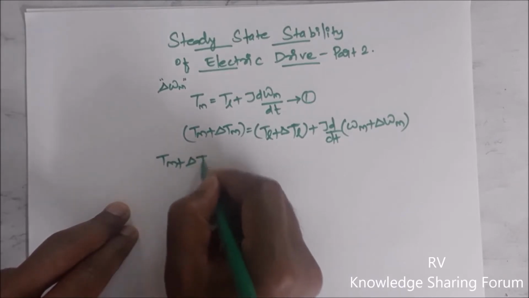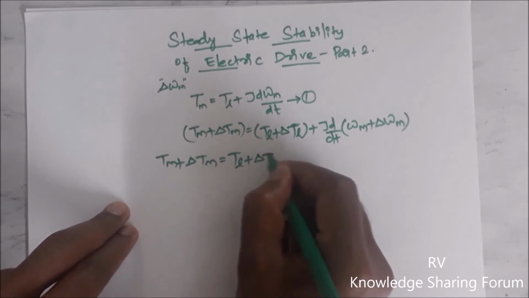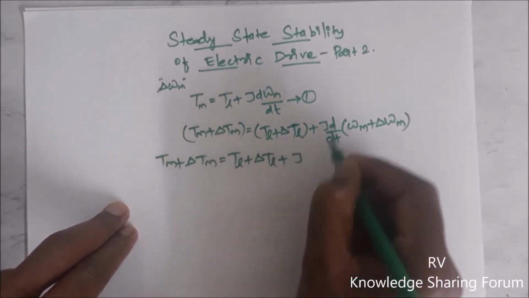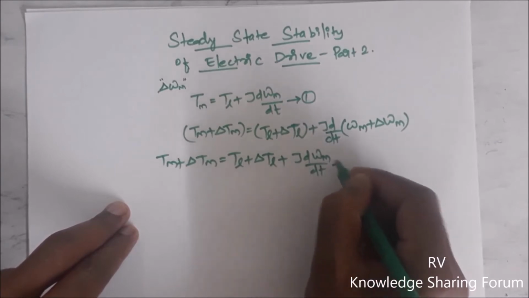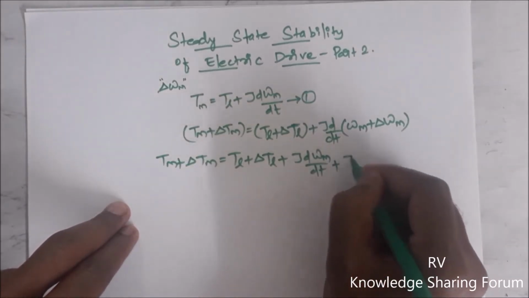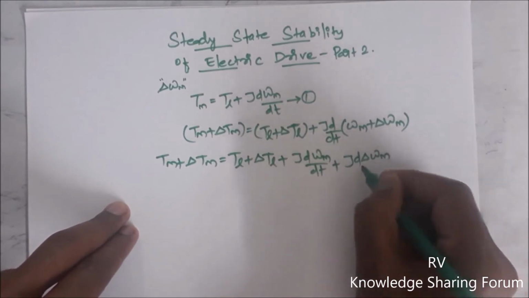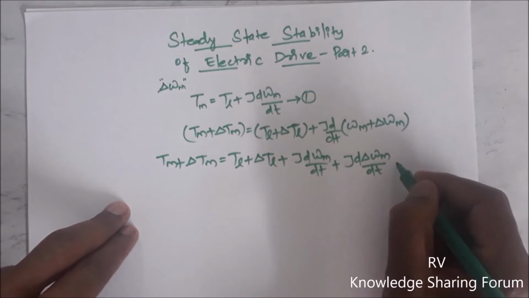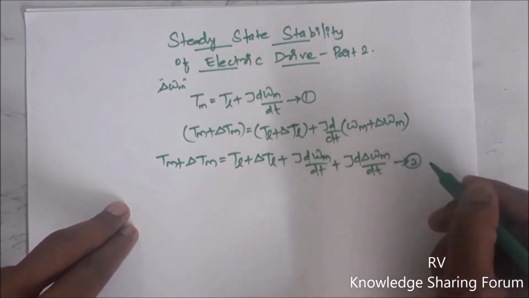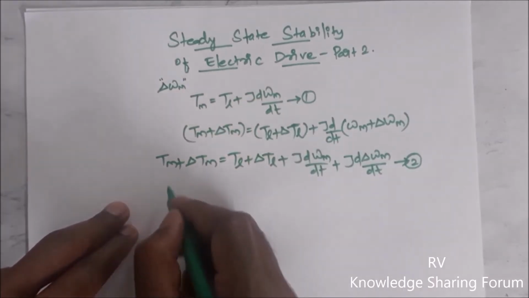Tm plus delta Tm is equal to TL plus delta TL plus J d omega m by dt plus J d delta omega m by dt. Now, let us number this equation as 2. Now, let us subtract equation 1 from equation 2.